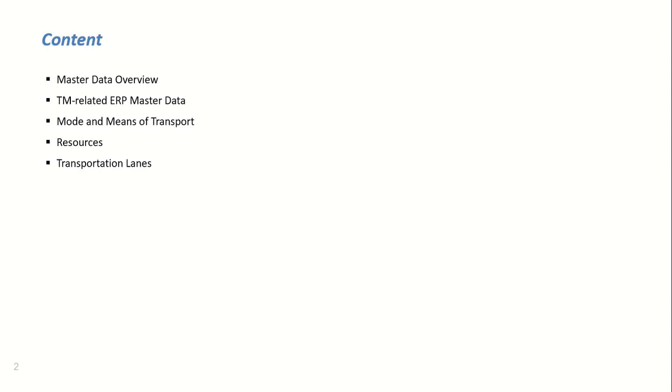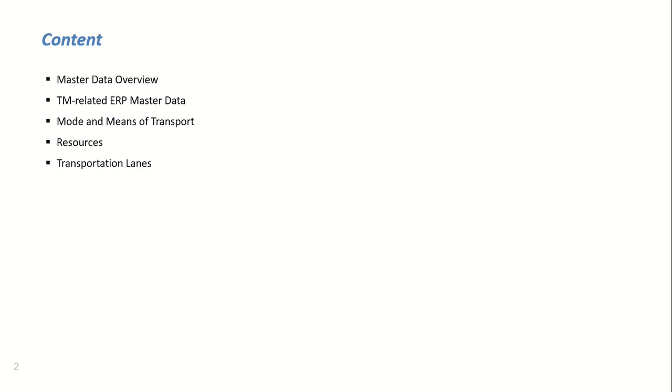So basically here we can categorize it into two segments. One is when data is directly created in the ERP ECC system and then transferred to TM, and second is when data is directly created in TM. So the differences of data, we will always create some data directly in TM, like mode of transport and means of transport.